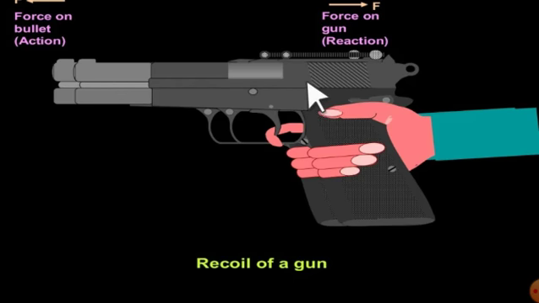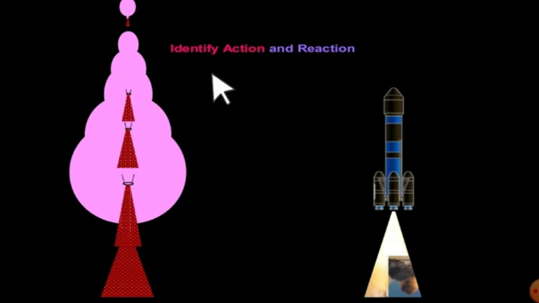When that chemical reaction happens, the bullet ejects or moves forward, and at the same time the chemical reaction, after bursting it, hits the gun backward. So that backward motion of the gun is nothing but the reaction, and the bullet that moves forward is the action. So in the firing of a gun also, the action and the reaction are equal and opposite. Let's see another example also.